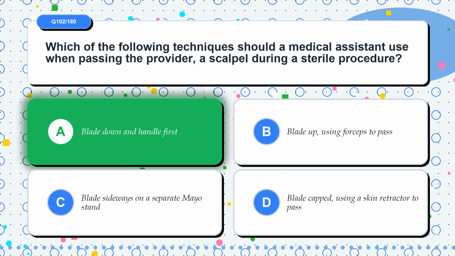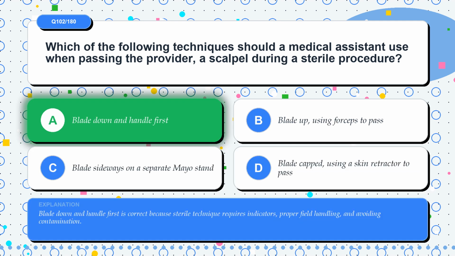The correct answer is option A. Blade down and handle first. Blade down and handle first is correct because sterile technique requires indicators, proper field handling, and avoiding contamination.